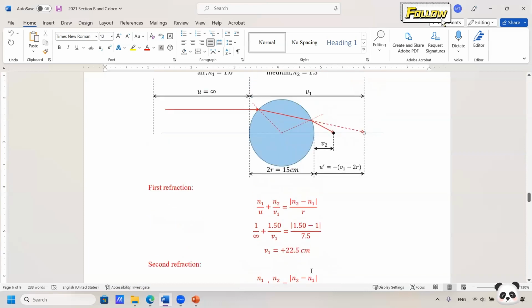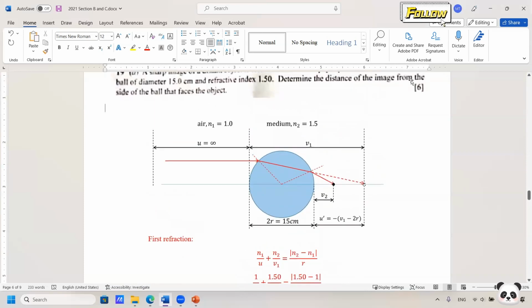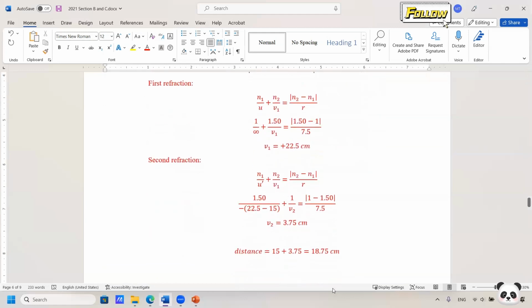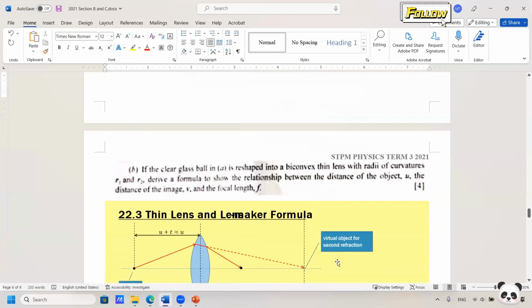Now the question asks for the distance of the image from the side of the ball that faces the object, which means from here until the image. So V2 plus the diameter of the ball, 15 centimeter, the final answer should be equal to 18.75 centimeter for this case. We move on to the next question.